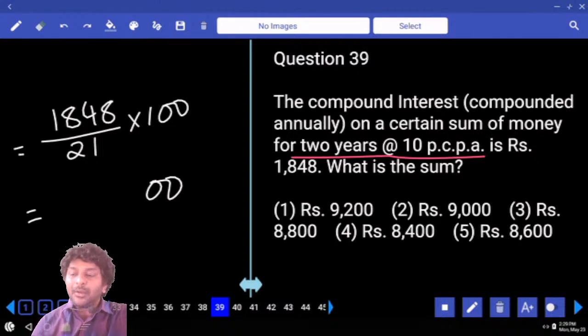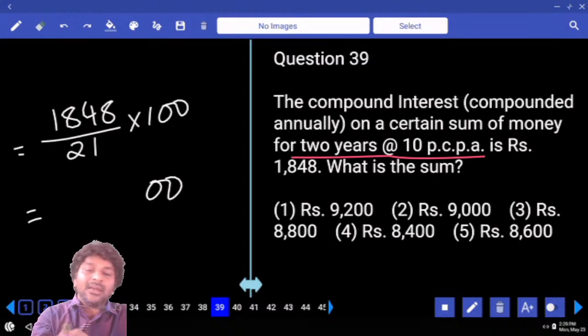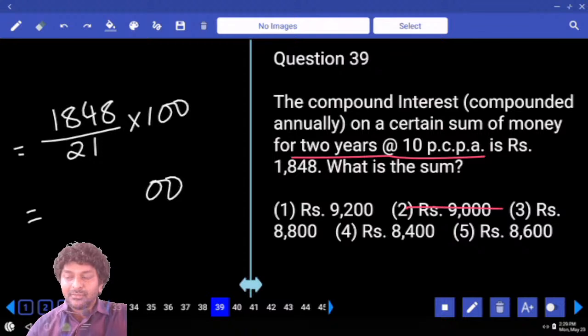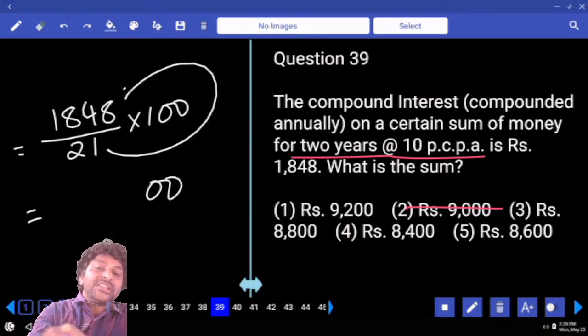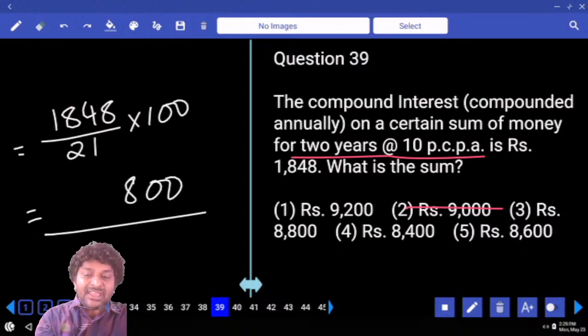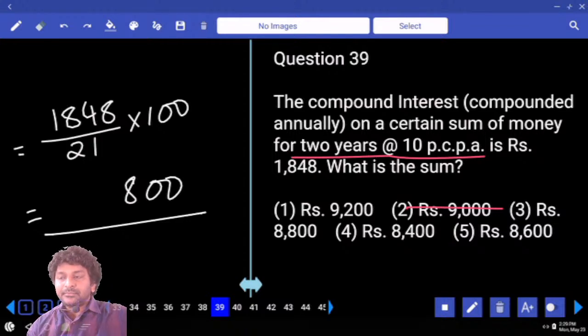How many options are there? Not all, only 4. We are supposed to get only 2 zeros. But in the second option, there are 3 zeros. Correct. 1 into which number ends with 8? That means your answer must end with 800 only. How many are there? Only one. Third option, final answer. Over.